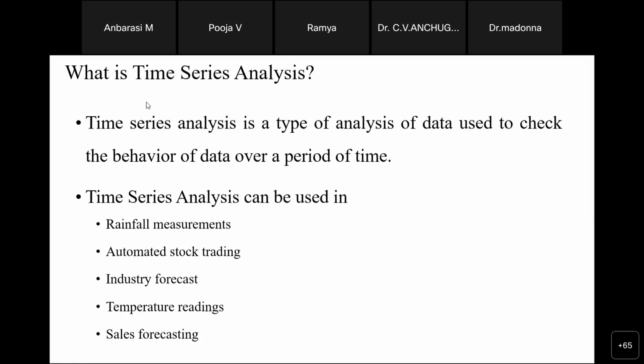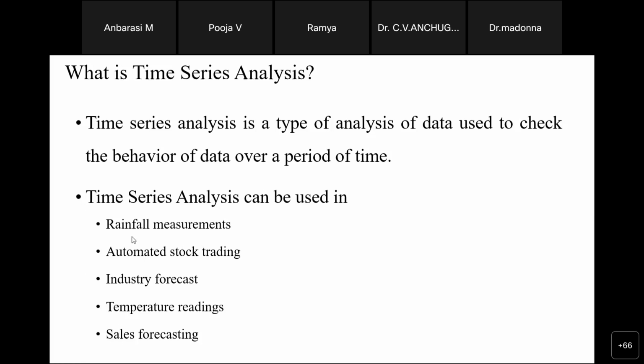So this is the definition of time series analysis. Time series analysis is a type of data analysis that is used to check the behavior of the data over a period of time. Mainly it is used for analyzing the data and checking its behavior over time. For that purpose only, we go for time series analysis. These are the applications we use it for.